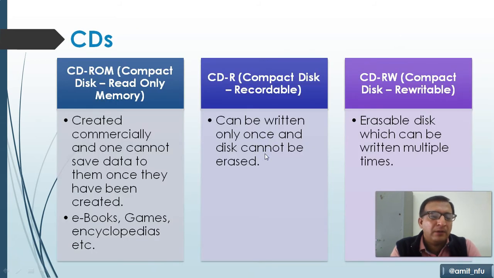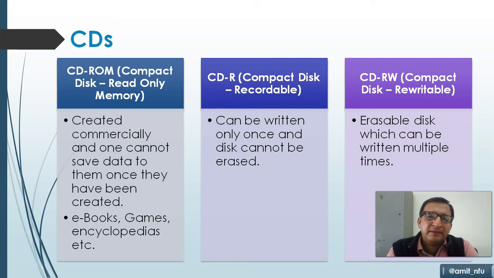So now we talk about different types of CDs. CDs are of 3 varieties: CD-ROM, CD-R, CD-RW. ROM means read-only memory, meaning these kinds of CDs are created commercially by the manufacturer, and they cannot be written again. For example, e-books, games, encyclopedias. Once written by the manufacturer, they can only be read, not written.